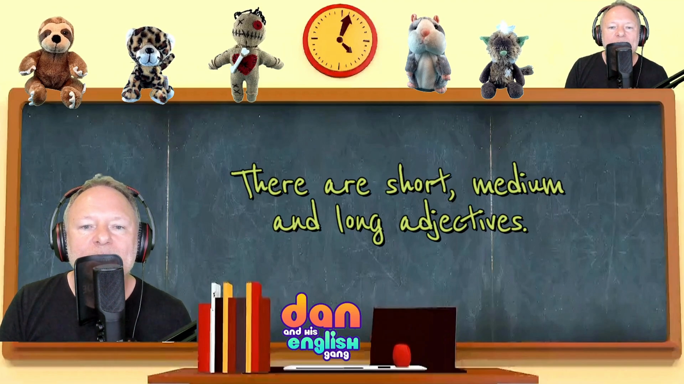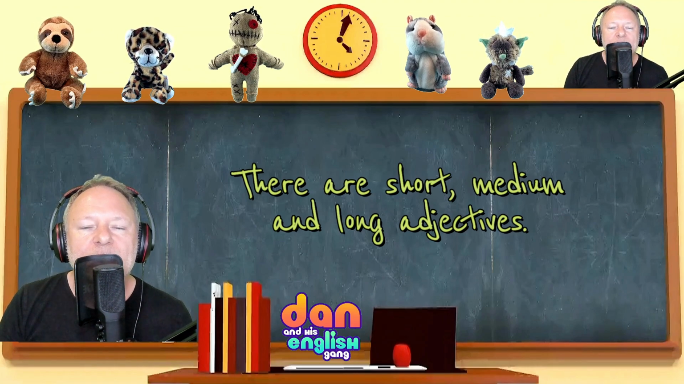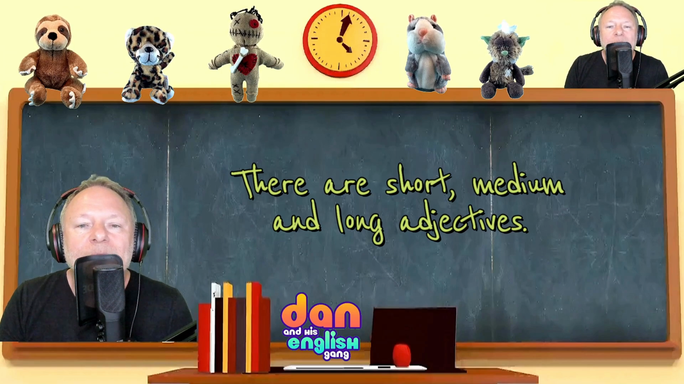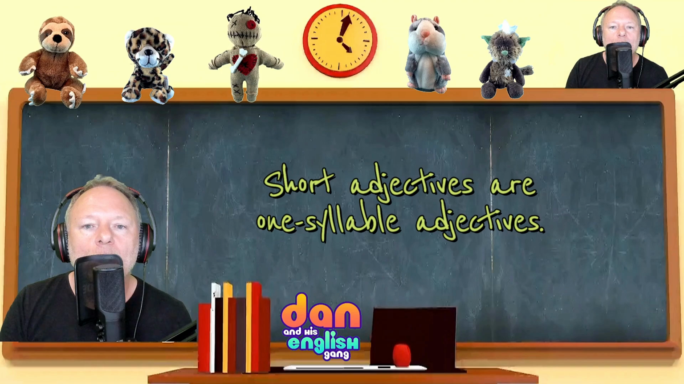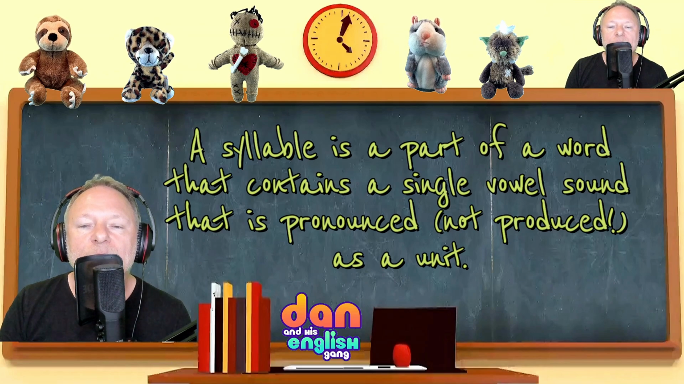Now, what you need to know is that there are short adjectives, medium adjectives, and long adjectives. At least that's what I call them to make it a little easier for me to remember which rule to use. Short adjectives are so-called one-syllable adjectives. Now, what is a syllable? A syllable is a part of a word that contains a single vowel sound, and that is produced as a unit. So, for example, one syllable, big.